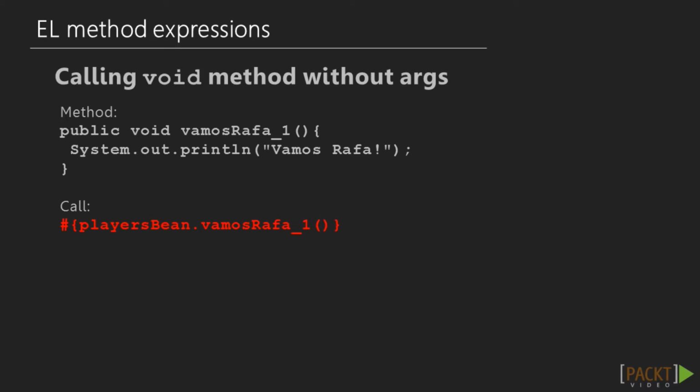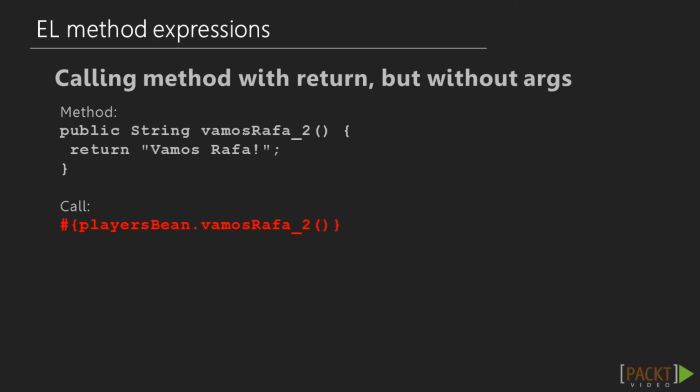All methods were defined in the player's bean. First, let's call a void method without arguments. As you can see, we simply chain in the expression the bean name and the method name, separated by dot notation. A similar expression can be used to invoke a method with return, but without arguments.